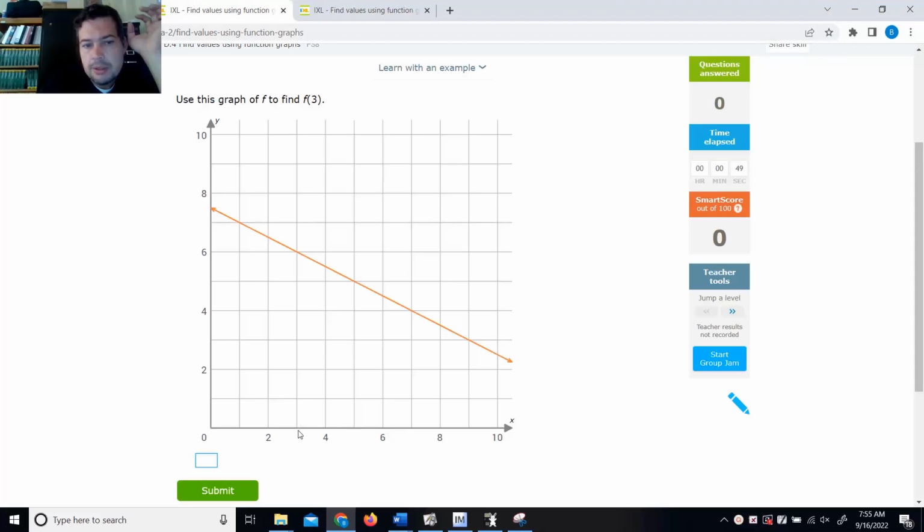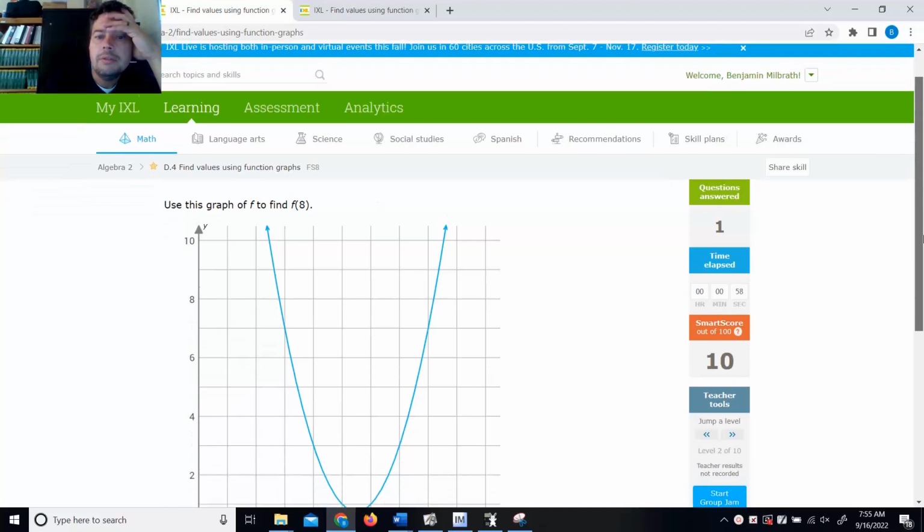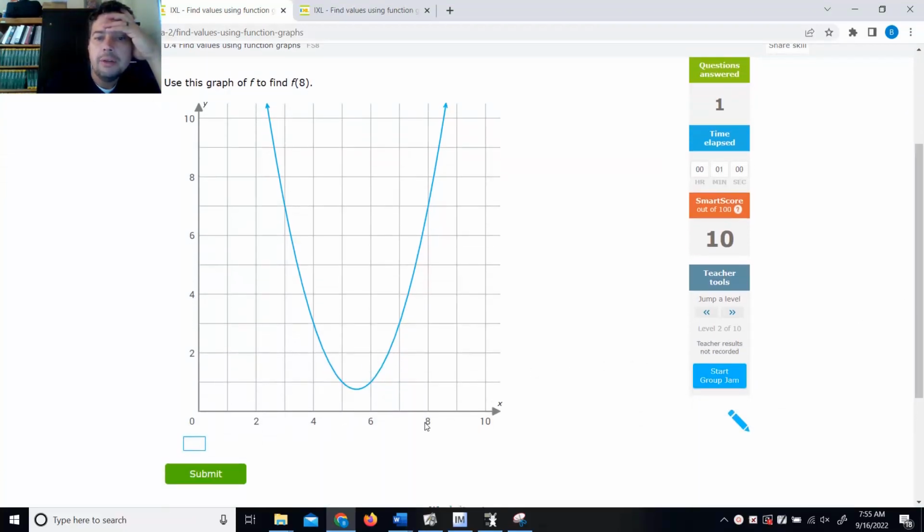So here's where x is 3. I'm going to scroll up, and the y value is 6. Ta-da! It's not a hard lesson. I'm going to find f of 8. I go to where x is 8. I scroll up. I look at my grid, and it looks like the y value is 7.